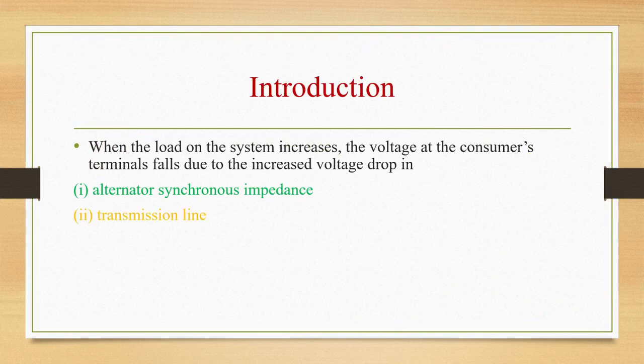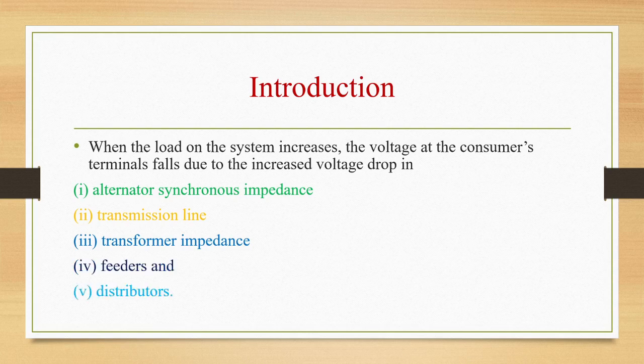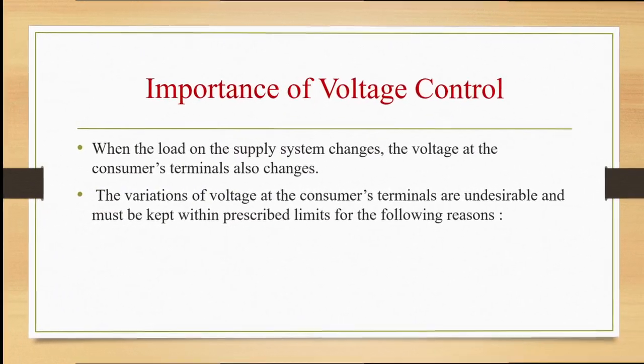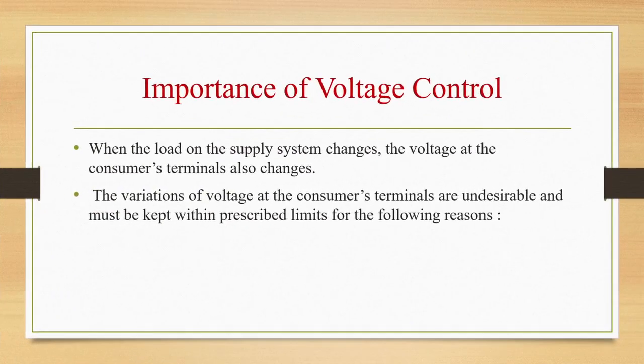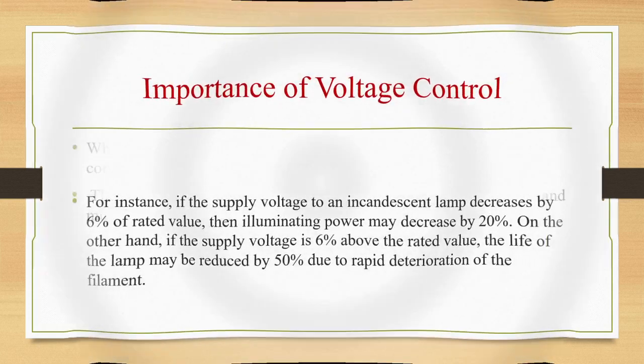And the other thing which we have seen is that whenever load on the system increases, voltage at the consumer's terminals will fall because of increased voltage drop in alternator synchronous impedance, transmission line, transformer impedance, feeders and distributors. So whenever load on the supply system changes, voltage at the consumer's terminals will also change, and variation of voltage at the consumer's terminals are undesirable and they should be kept within prescribed limits for the following three reasons.